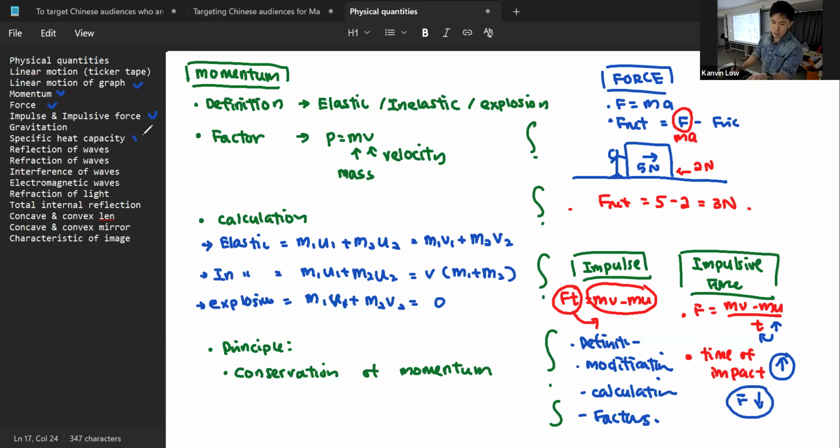So specific heat capacity we just covered. And after that, reflection, refraction, interference, and also electromagnetic. Even though I haven't covered these since Saturday, I told you already, these four are coming up in the exam. They love to ask it.